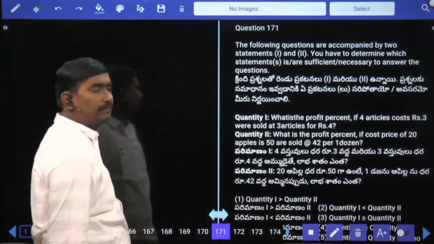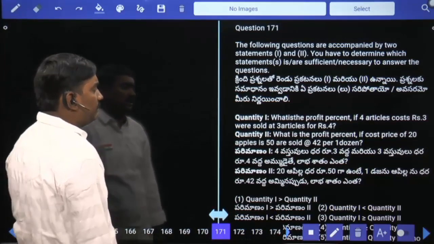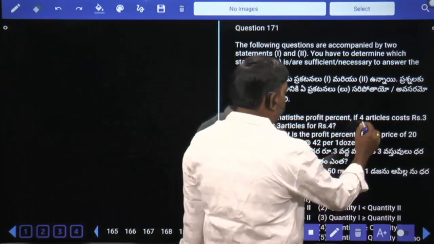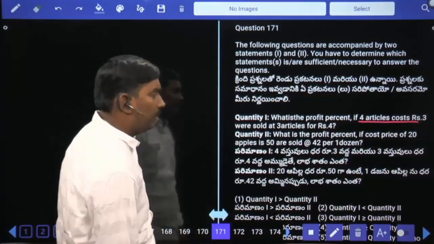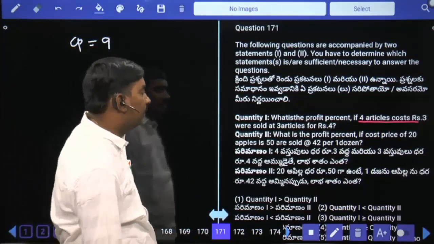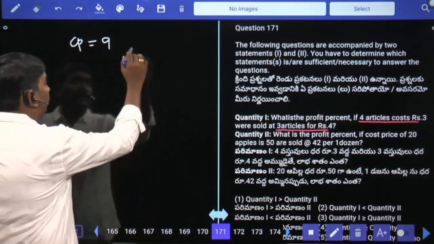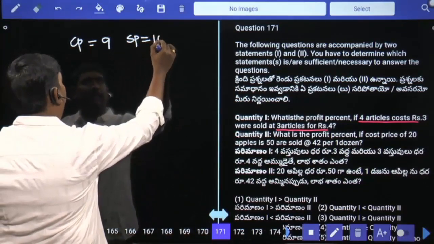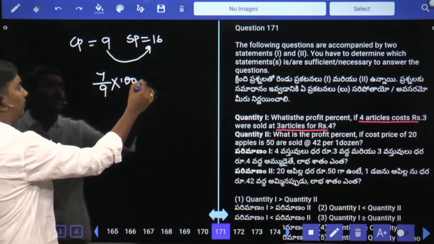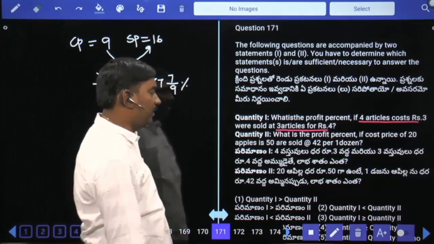Quantity 1, quantity 2. What is the profit percent? 4 articles cost 3 rupees were sold at 3 articles cost 4 rupees. 4 articles 3 rupees means 12 articles 9 rupees. Cost price of 12 articles is 9 rupees. 3 articles 4 rupees, then 12 articles 16 rupees. Selling price 16 rupees. Profit 7 rupees by 9 rupees into 100. 77 7 by 9%.